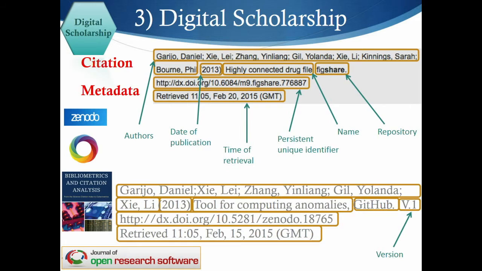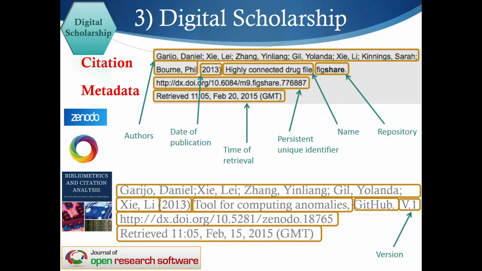So a citation for a data set looks as follows. This is one of our data sets. You have all the authors, the year, you have a name for the data set, and you have the name of the repository where the data set is. In this case, it's called Figshare. It could be Zenodo. You have the URL or the DOI, and then the date of retrieval.